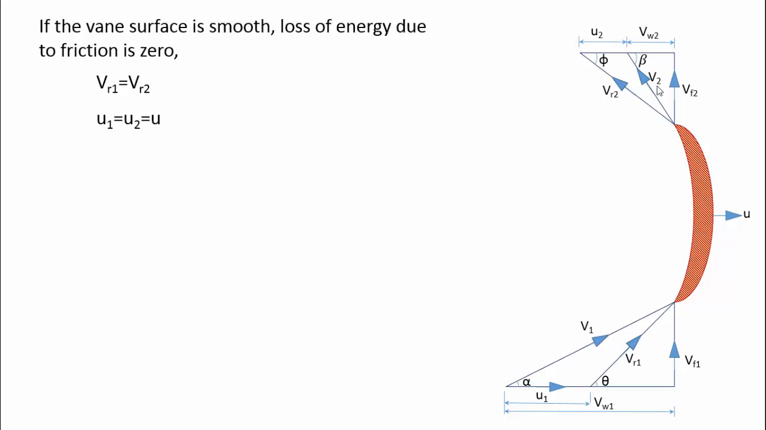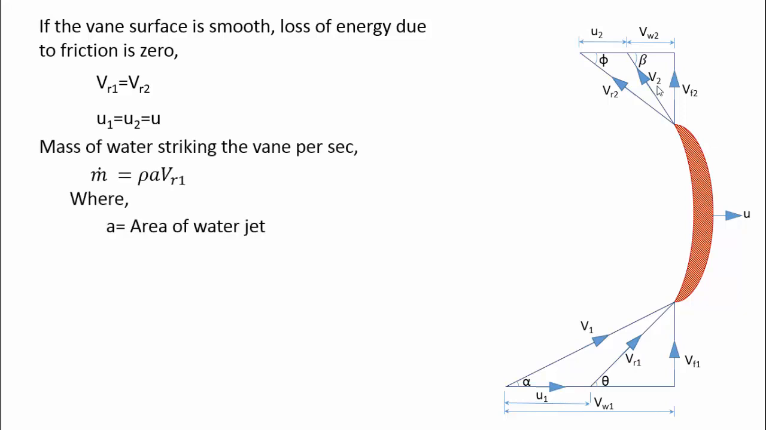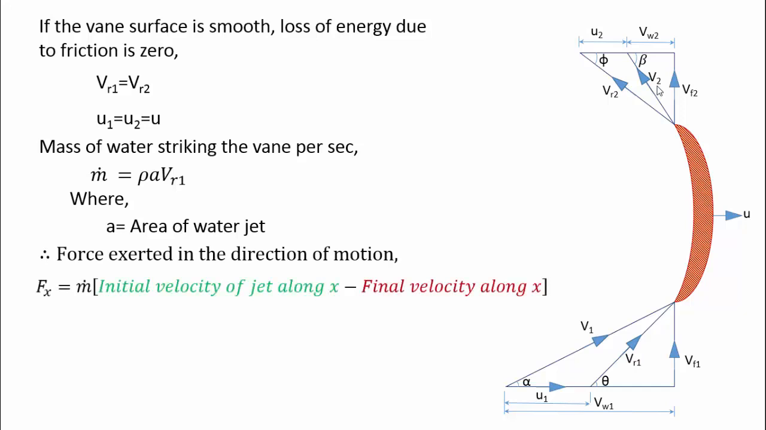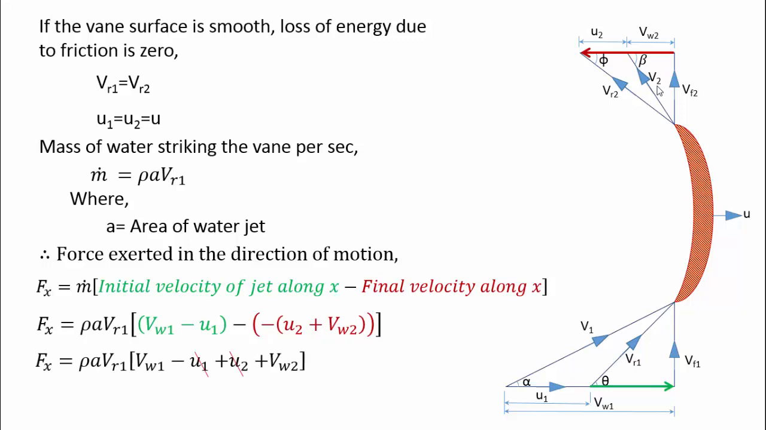If we want to quantify the force exerted by the jet on the vane, we must know the mass of water striking the vane per second. Mass flow of water per second is equal to rho a vr1. Therefore, force exerted in the direction of motion of the jet is equal to mass flow rate into initial velocity minus final velocity along the direction x. Here the final velocity at the vane outlet is against the direction of motion of the vane, hence the minus sign is provided there. We can cancel the u1 and u2 as they are assumed to be the same.